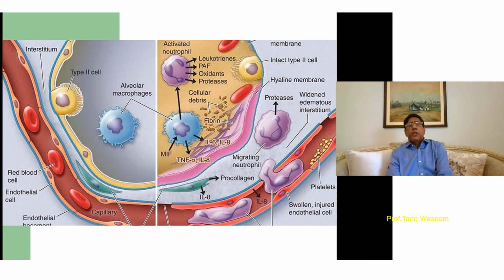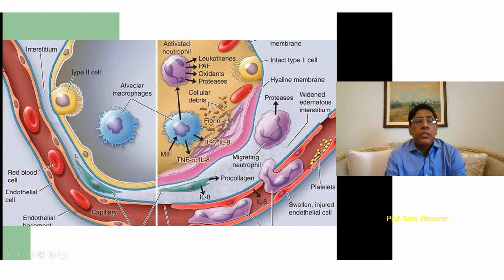This is a diagram showing what happens. If you look at the left half of your screen, there is a normal alveolus, normal interstitial space and normal capillary permeability. Now look at the pointer: this is the capillary membrane, these are the red cells, and these are the junctions of the endothelial surface of the capillaries.